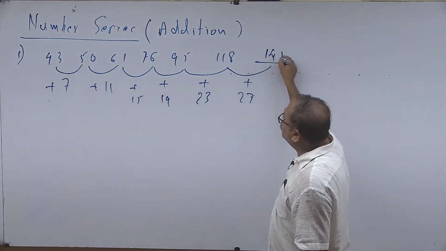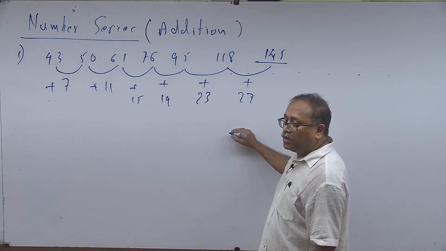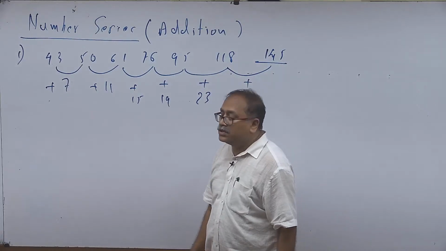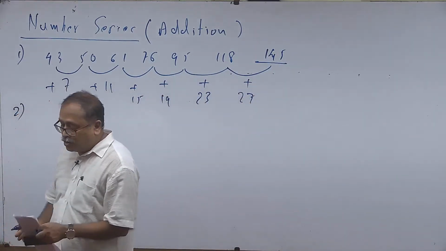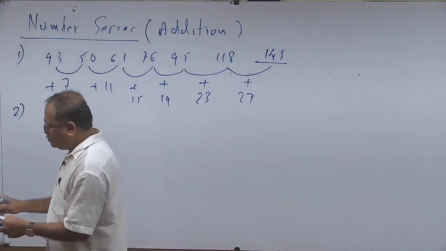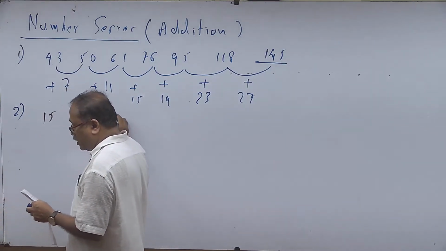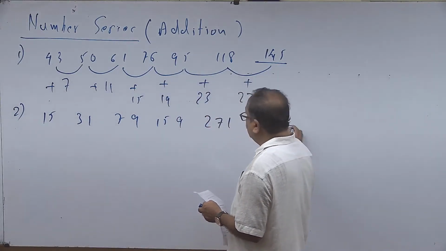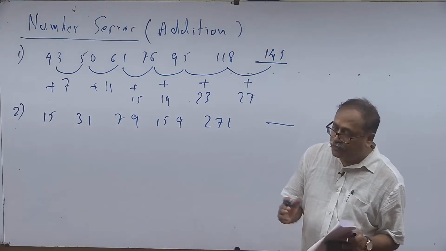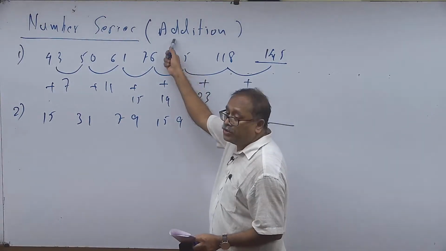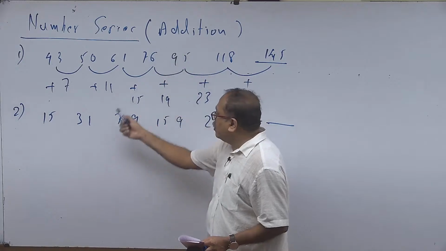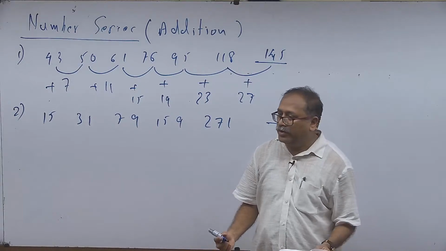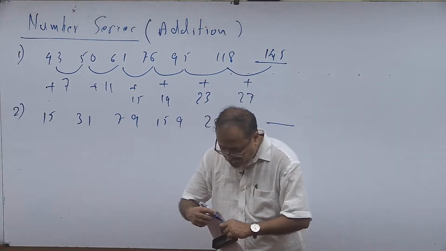That's right, 145. We will take some very basic questions based on additions. Then we will move on to the tougher level, the next level of question. It's only for introduction. So now I am giving the second question: 15 and 31 and 79, 159 and 271, and what should come next? Find out the logic, and please remember that we are dealing with an addition based question. So obviously we are adding something to the existing number to get the next number. Am I clear? Yes.